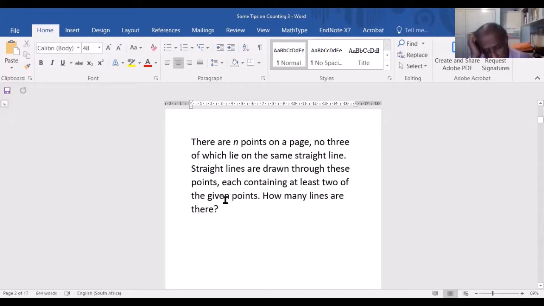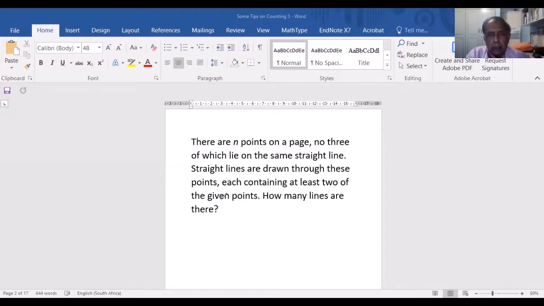Okay, so the first of these problems, as continued from the last lesson, was the following. There are n points on a page, no 3 of which lie on the same straight line. And the question is, straight lines are drawn through these points, each containing at least 2 of the given points. How many lines are there?